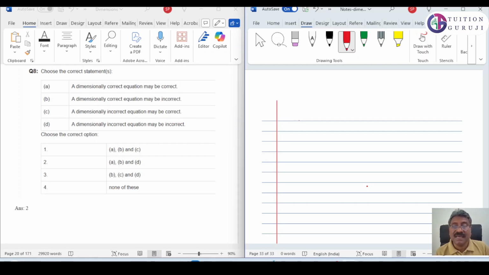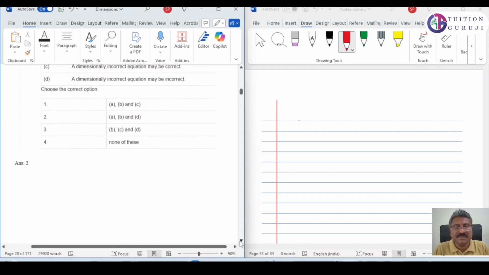A dimensionally incorrect equation may be correct. That is wrong. A dimensionally incorrect equation cannot be correct, because if it is dimensionally incorrect, that means the equation is not correct. A dimensionally incorrect equation may be incorrect, that's true. So A, B, and D are the correct statements. So the answer is 2. Next question.